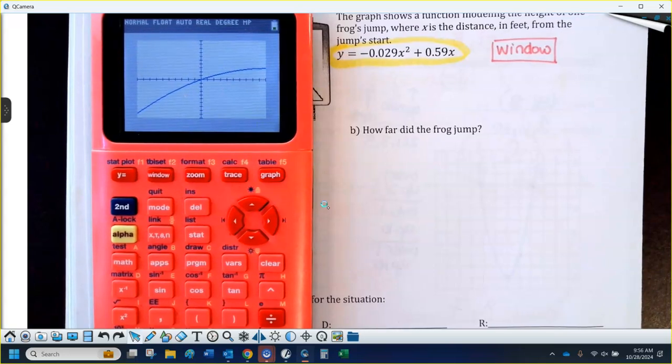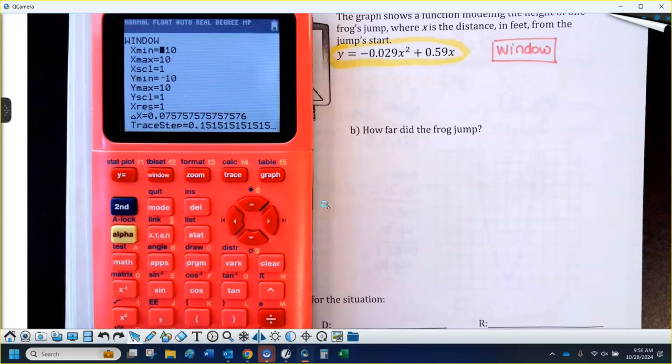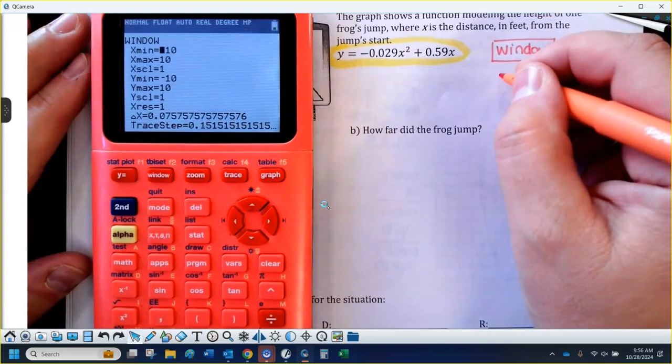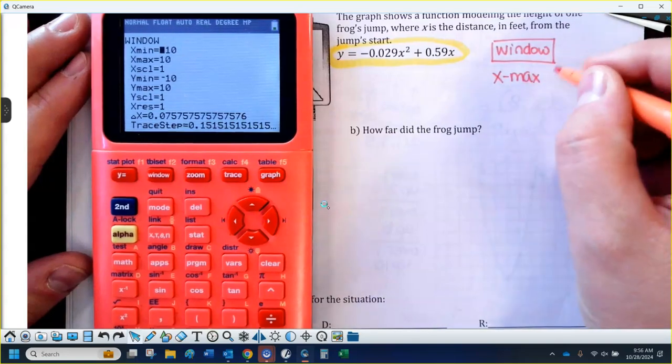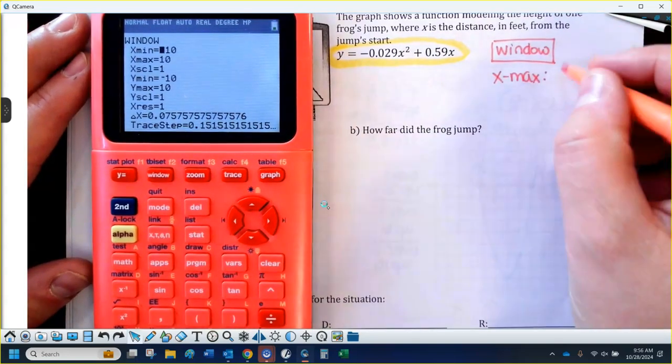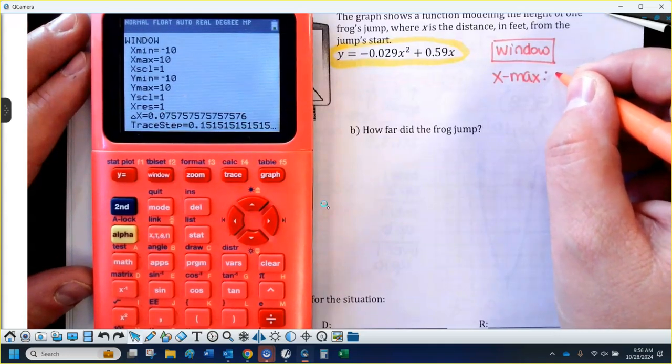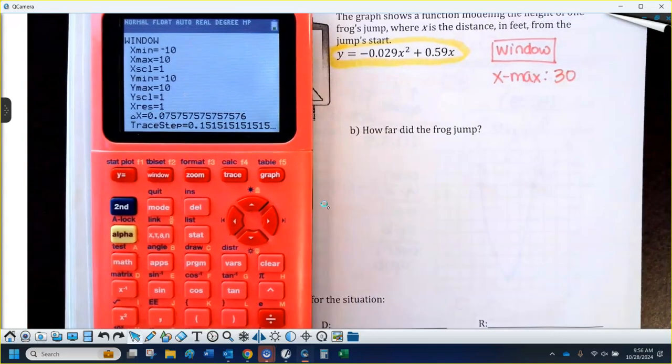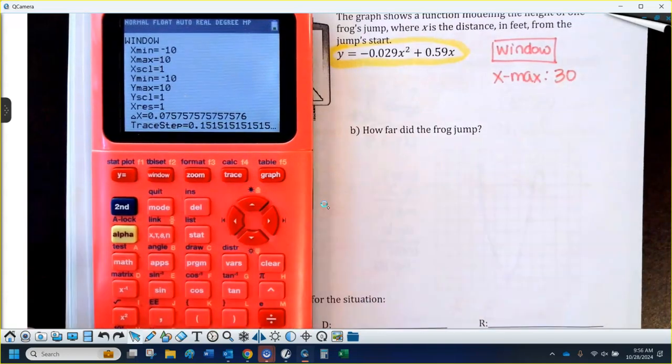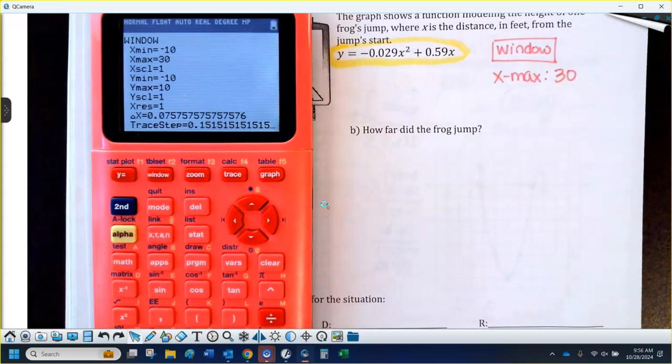So a lot of times, instead of using the zoom keys, I'll just go into the window. Yours might look a little different than mine depending on your calculator, but everybody should have an x min and an x max. The minimum x value says on the left side it's negative 10, on the right side it's positive 10. So maybe I'm going to make my x max, I don't know, 30. You can make it whatever you want, but I'm just going to try and move the graph so I can see the parabola a little bit better. The y's were fine. You can manipulate that as well.